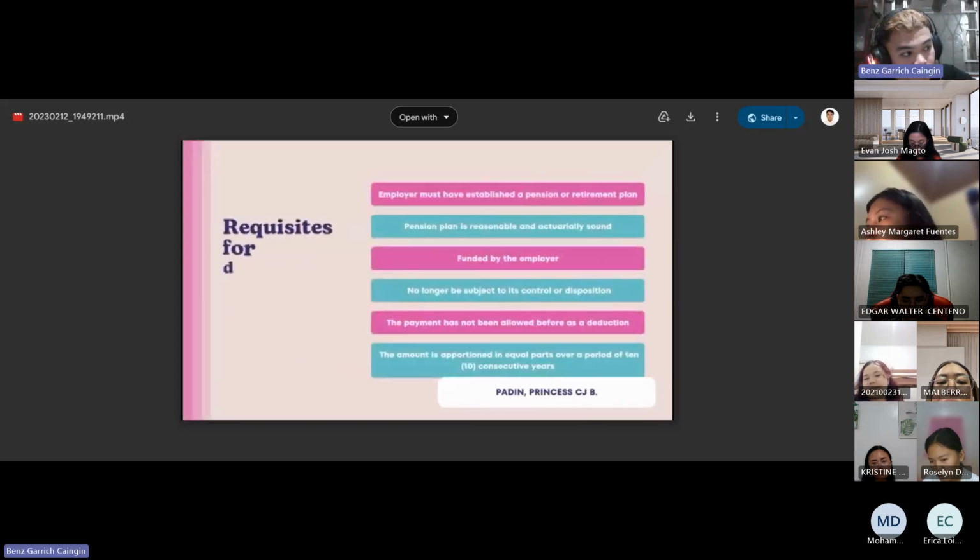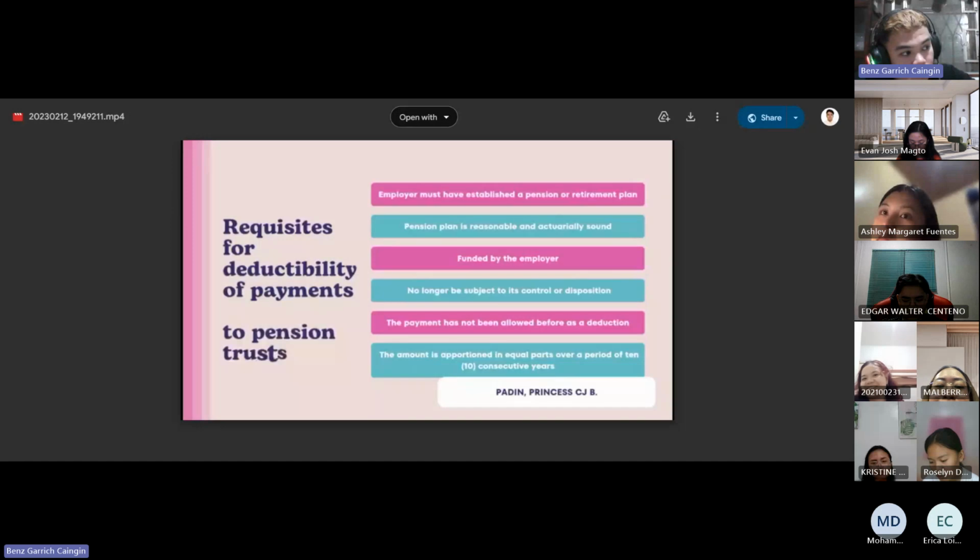So what are the requisites for deductibility of payments to a pension trust? Number 1, the employer must have established a pension or retirement plan to provide for the payment of reasonable pensions to its employees. Number 2, the pension plan is reasonable and actuarially sound. Number 3, it must be funded by the employer, that is, the employer contributes cash to the plan. Number 4, the amount contributed must no longer be subject to its control or disposition. Number 5, the payment has not been allowed before as a deduction. And lastly, the amount is apportioned in equal parts over a period of 10 consecutive years beginning with the year in which the transfer or payment is made.